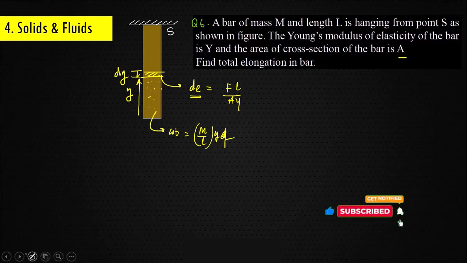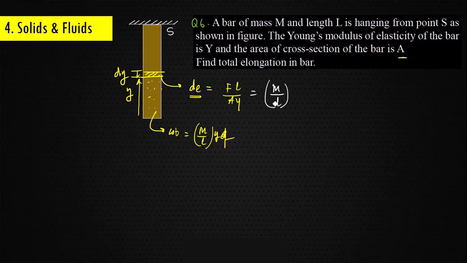Okay, so that is the weight. That is nothing but the force acting on this. So that is the force part. So (m/L)·y·g is the weight. Now what is L? L is the length of the element. The length of the element is taken to be dy. You have an area of cross section A, and Young's modulus is given as Y.